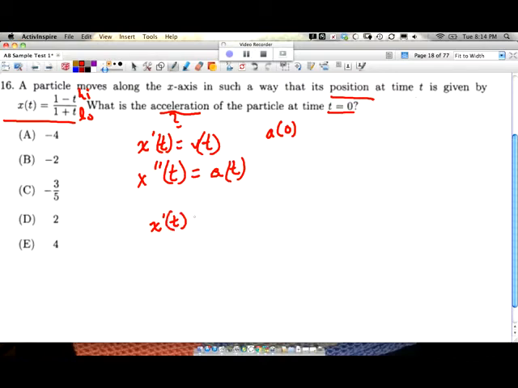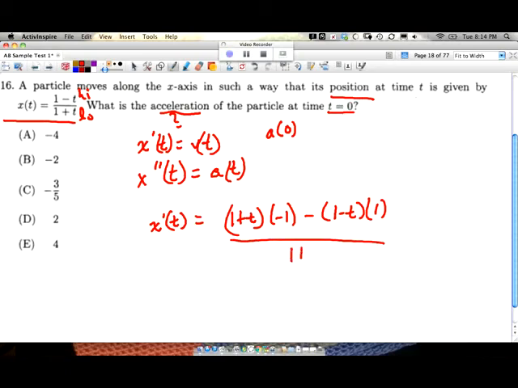Let's do it. x prime of t equals low-d-high. That's going to be 1 plus t times the derivative of the high, which is negative 1, minus high-d-low. The high is going to be 1 minus t times the derivative of the low, which is just 1. Okay, that wasn't too bad. And then down on the bottom we got 1 plus t quantity squared.